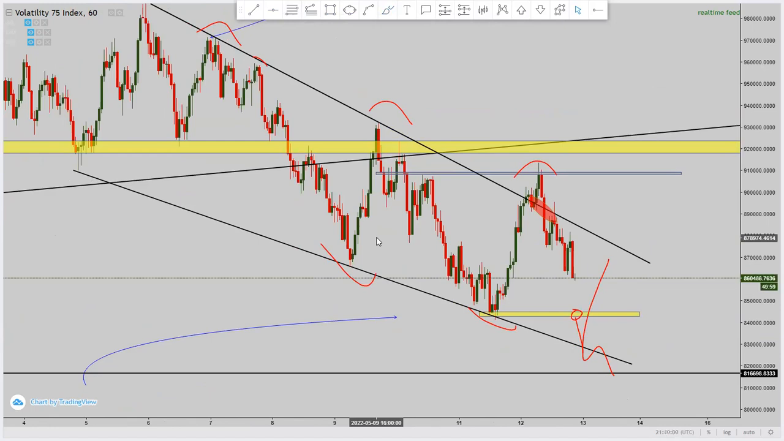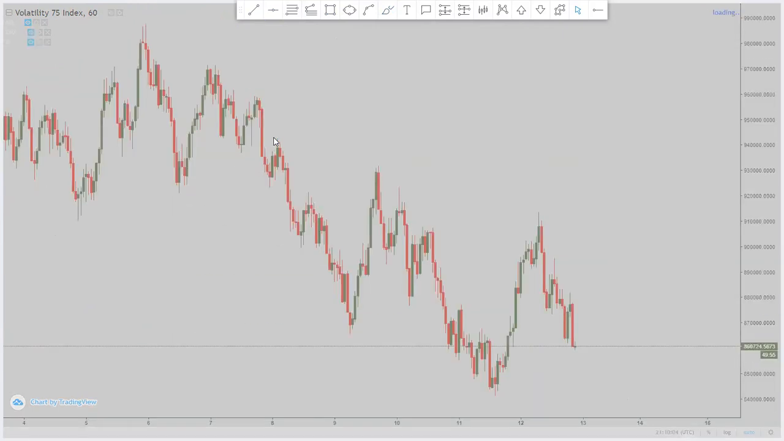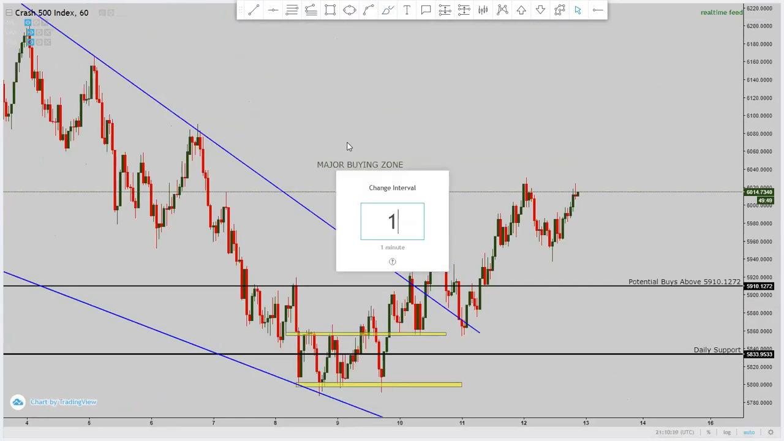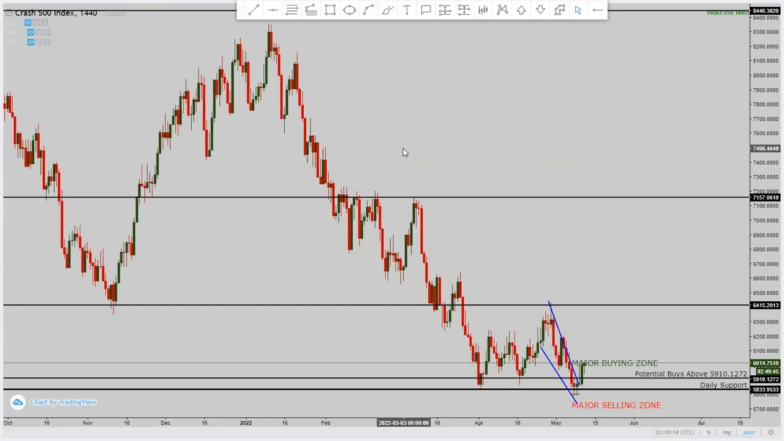Nothing much to talk about there. Then let's move on to the most common, Crash 500. Crash 500 is a very interesting pair, of which I think I've spoken a lot about.